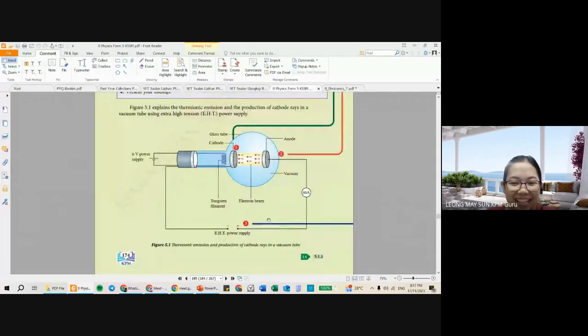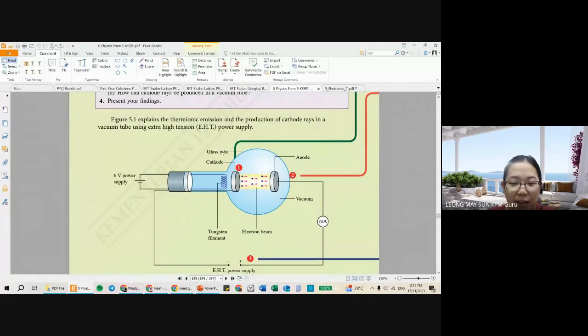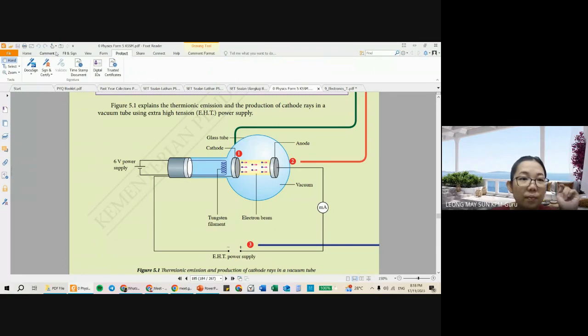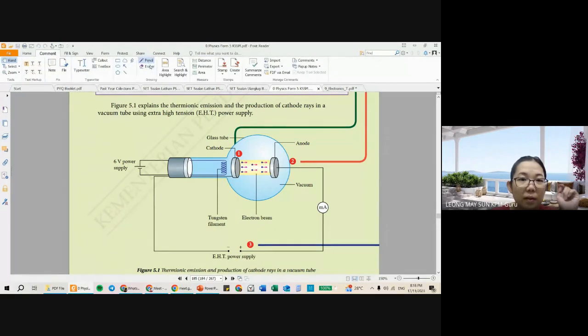All right, let's look at your textbook. For the textbook, it's actually similar to what I had just now. But first things first, you need to know that we have two power supplies. The first power supply is located here. This is the first power supply. This 6-volt, always remember, the 6-volt power supply is to emit electrons. Its main purpose is to release the electrons.